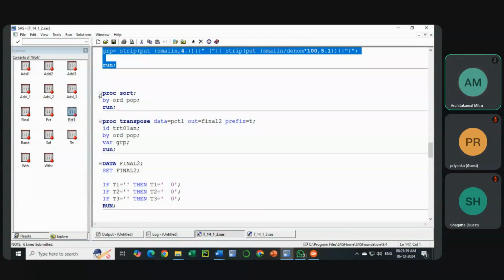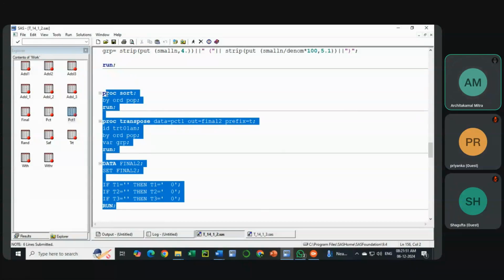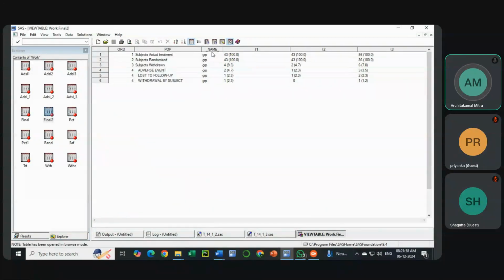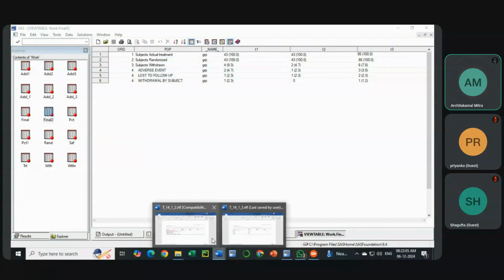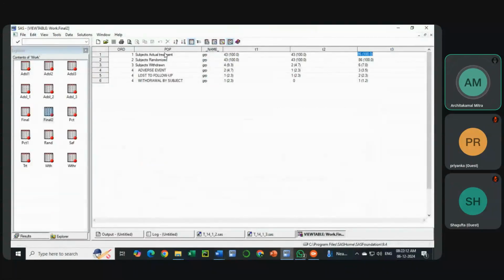Once we transpose. So proc sort, order and pop. See, proc transpose data PCT1 out final 2. ID is TRT01AN, order by pop, variable this one. Execute this. Final 2. See, actual subjects treatment. T1, T2, T3. T1 is nothing but subject, this one. Drug A, drug B, and so on. And these n equal to all these things we can do during the proc report. But this is exactly what we have.